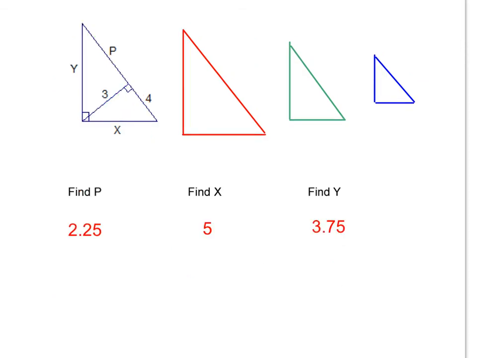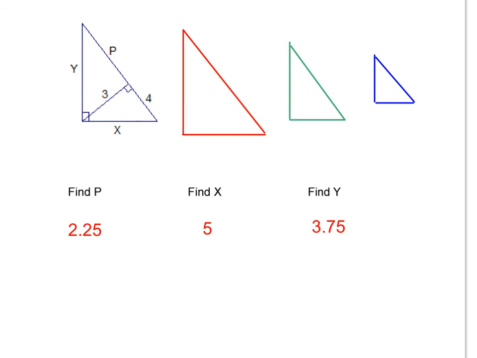Okay, you should have found p first. P is 2.25 because when you cross multiplied, we had 4p was equal to 9. Okay, we found that x was 5. We found that y was 3.75.